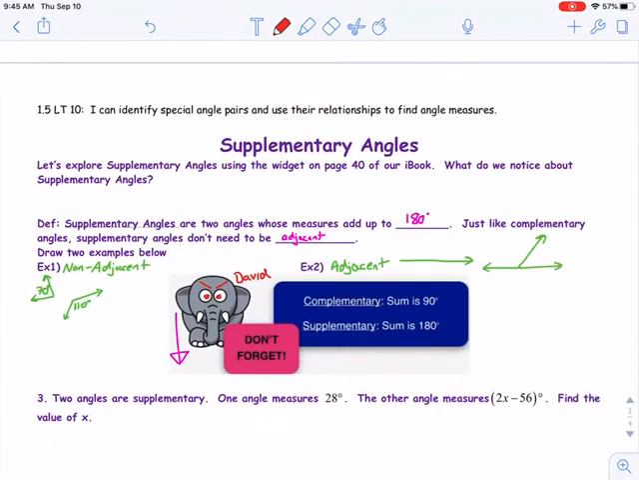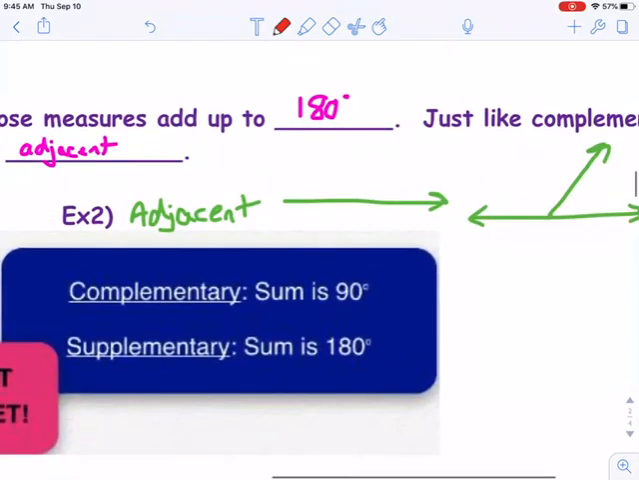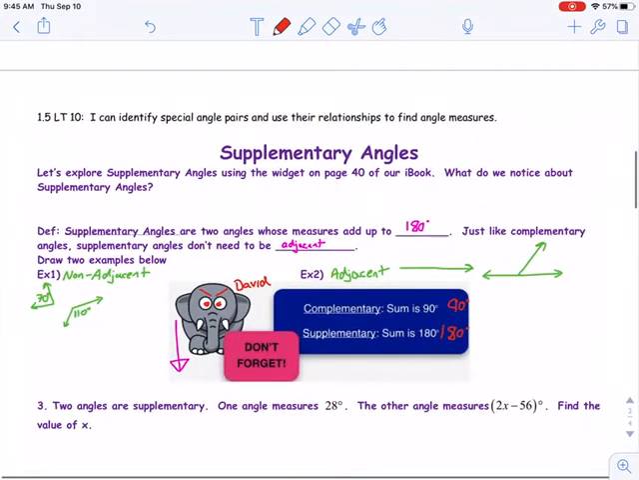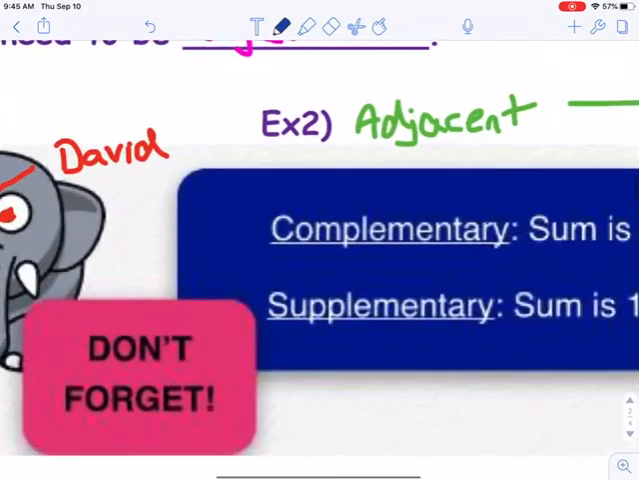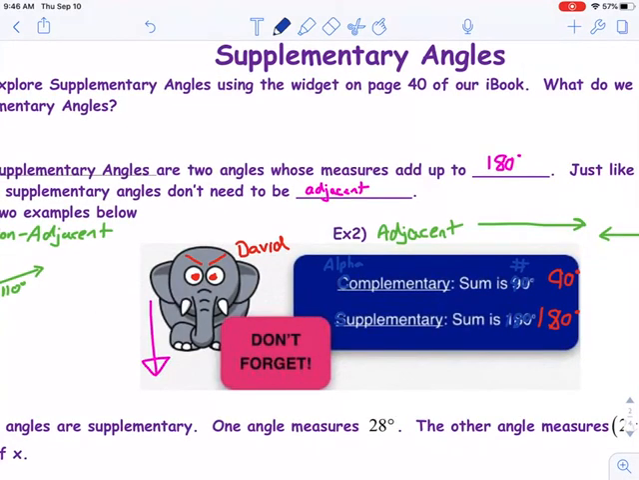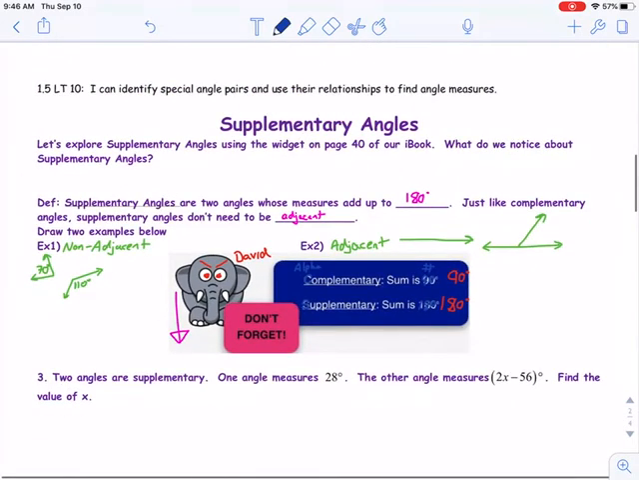All right. So whatever you got to do to remember, I've seen crazy things where, like, if you write a C, you can make it into 90 degrees. If you make an S, you can make it into 180 degrees. Complementary is the right thing to do. Whatever you got to do. Another example, complementary C, supplementary S. So in alphabetical order and numerical order, 90 comes before 180. Those match up as well. So whatever you got to do, don't forget them. We're going to be talking about both a lot. Supplementary more, though.